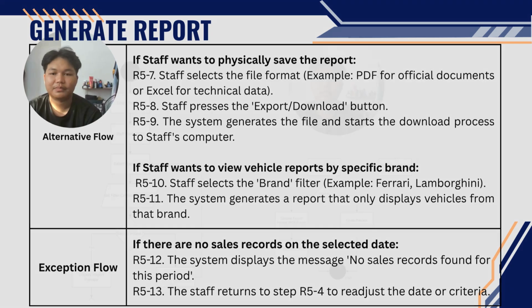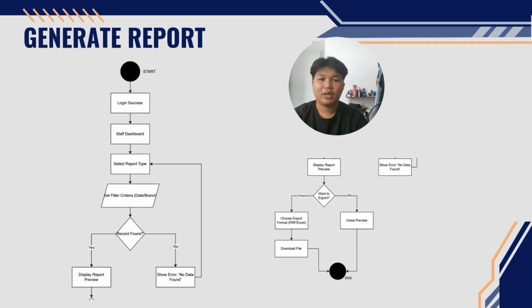The activity diagram illustrates the step-by-step flow of the reporting system, including decision points and error handling. Initial access, start: the process begins with a successful login to the staff dashboard. Once in, the staff member enters the main dashboard to access the reporting tools.